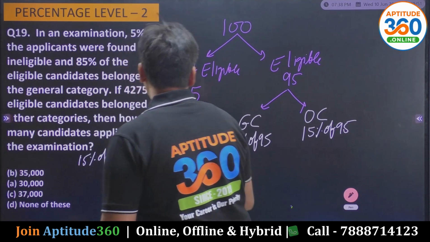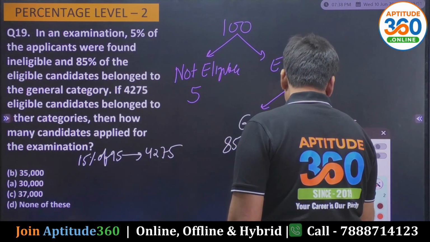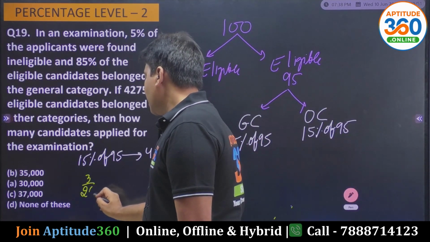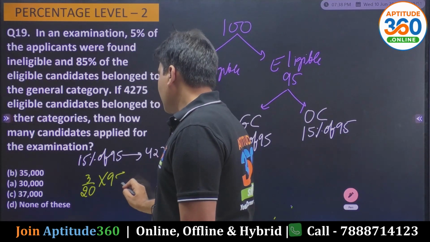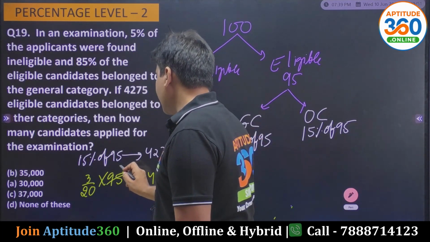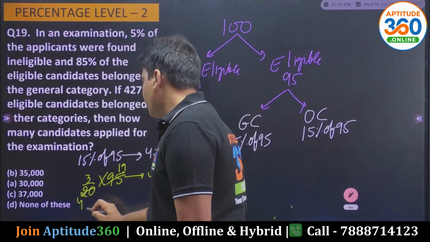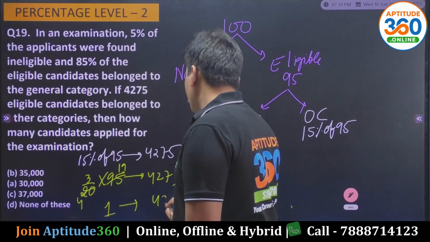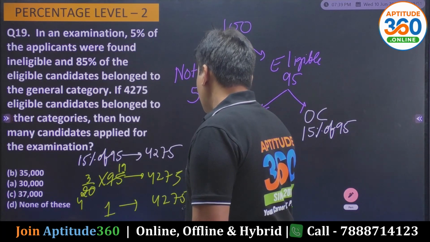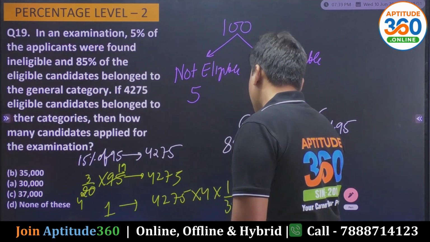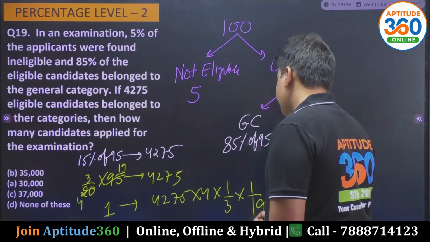ध्यान से देखना है इसको, simple है ये problem. So 15% is what? 3 by 20 into 95 is equal to 4275. Simplify कर देते हैं. 19 into 5, 4 into 5. Then R1 is going to be 4275 into 4 and then 1 by 3 and then 1 by 19, something like this.